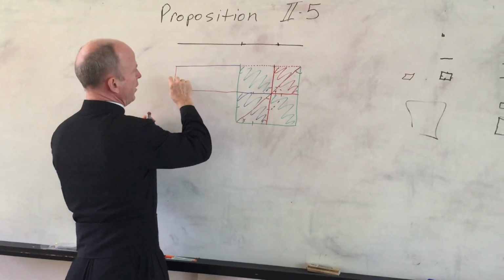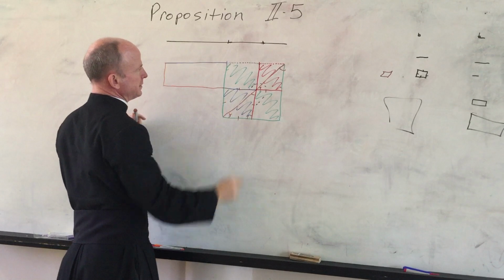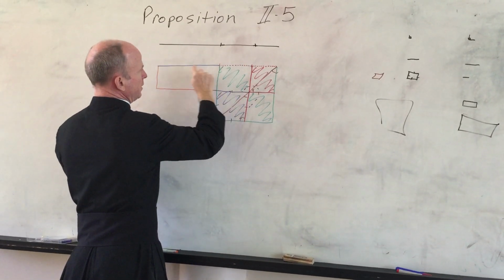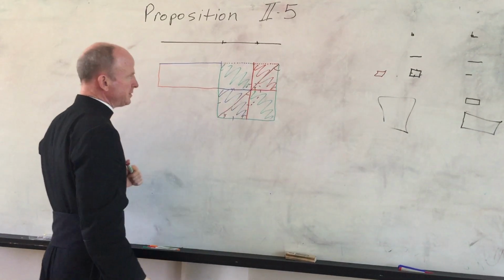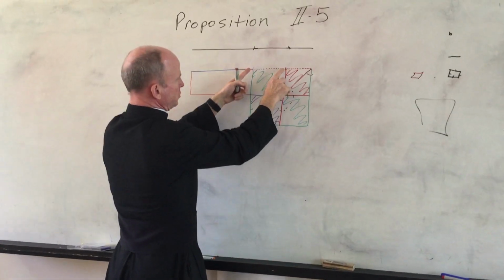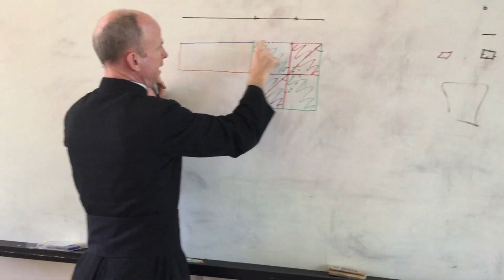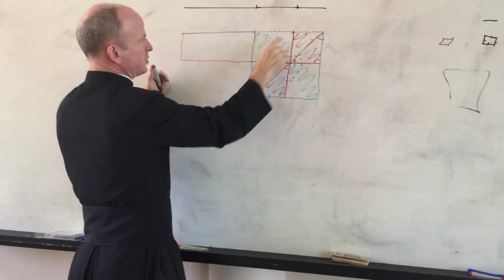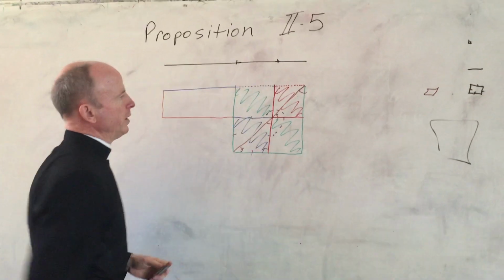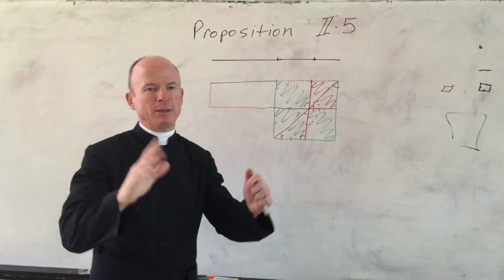Therefore, the rectangle contained by this plus this and the square on this is equal to the square on this. But the rectangle contained by this and this is the rectangle contained by the uneven lines. And the square on the line between the points of section is the square. So we have the rectangle contained by the uneven lines plus the square on the line between the points of section is equal to the square on the even line. Quod erat demonstrandum.